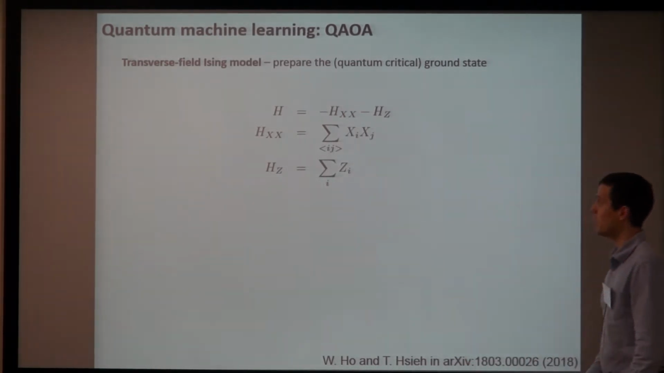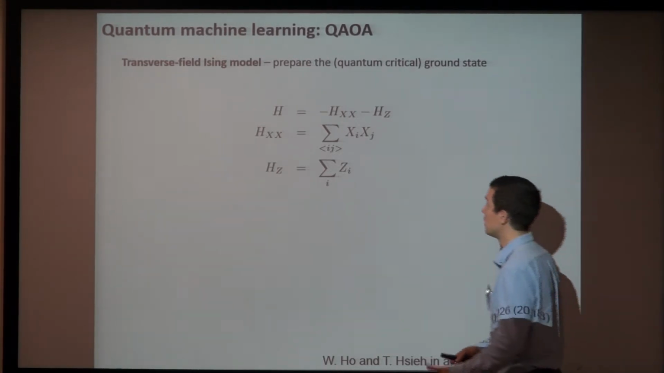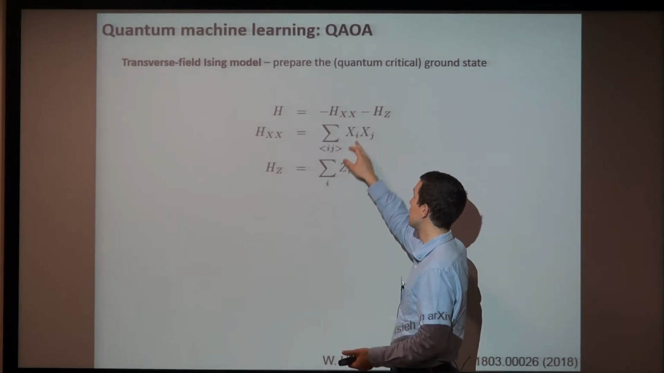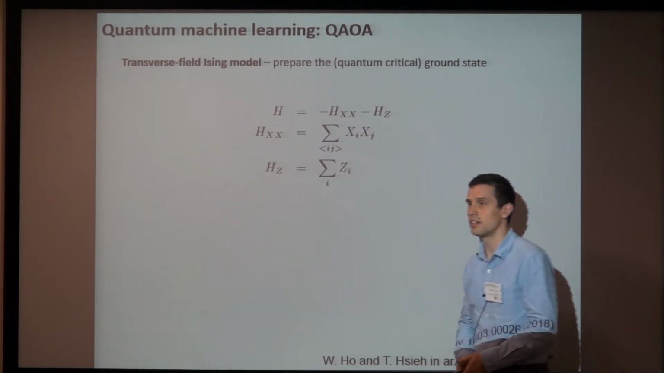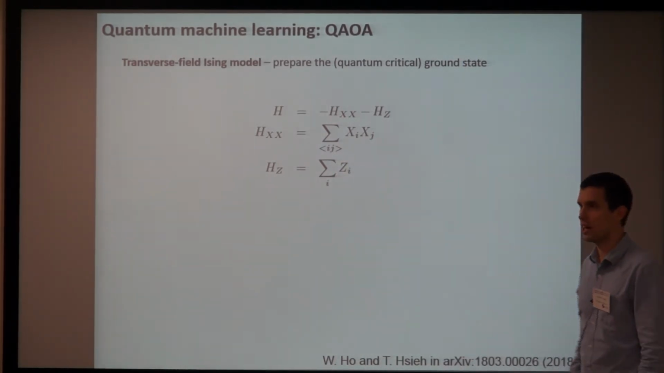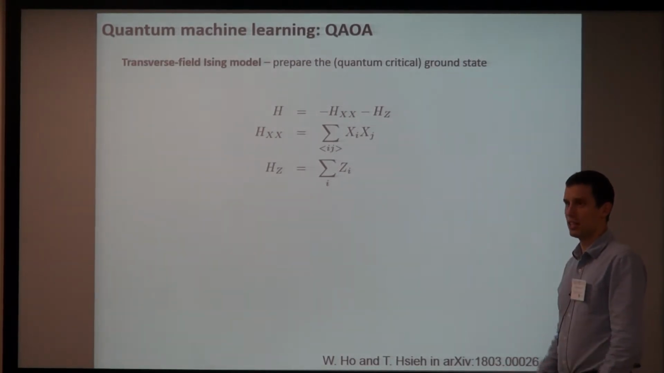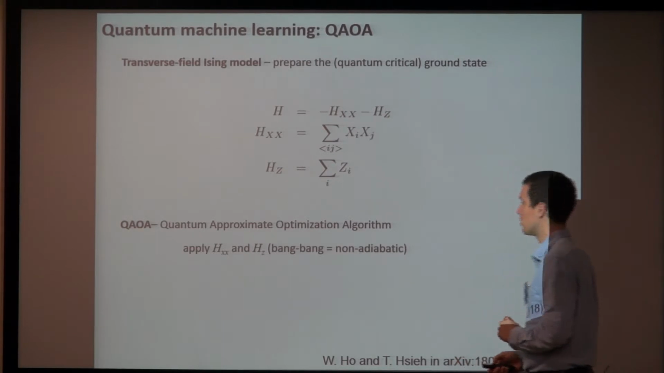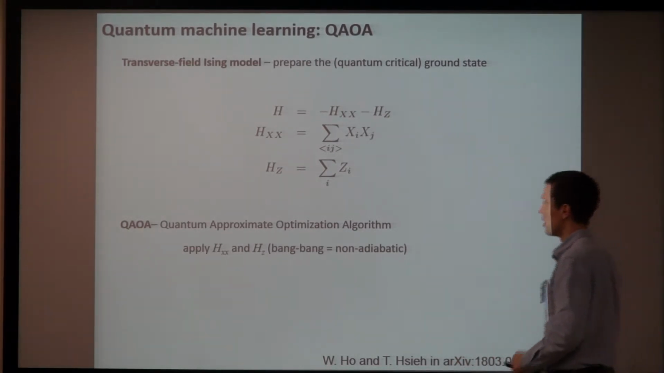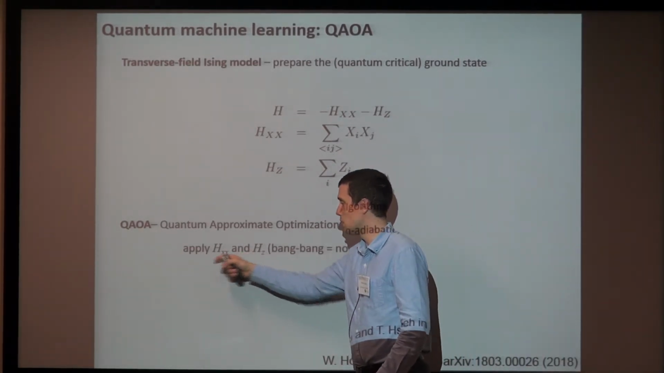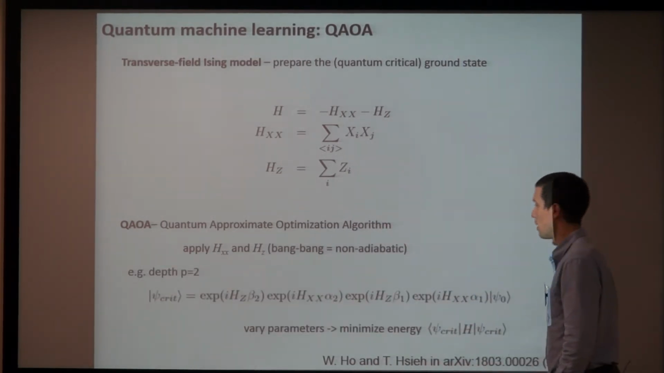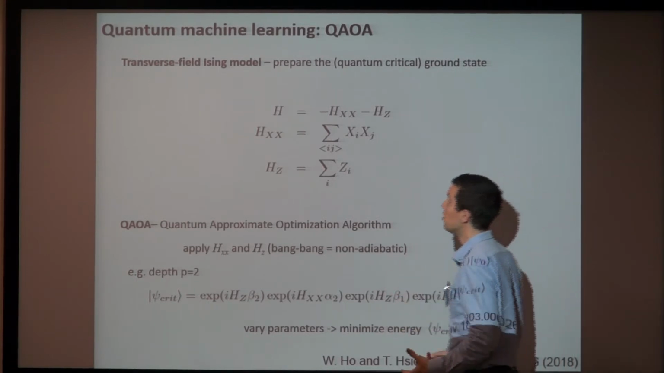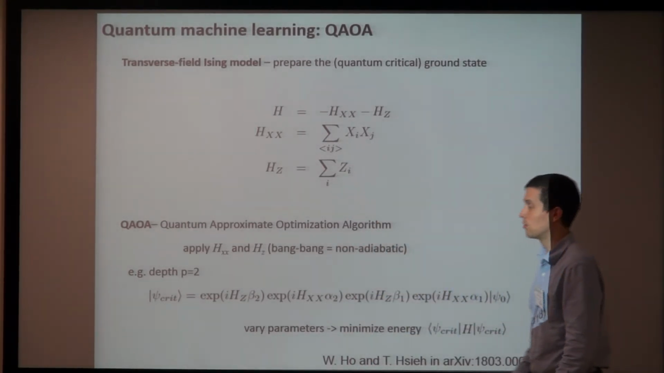One way you could do this is to just prepare the ground state of one sub-Hamiltonian, let's say this one, and then you adiabatically turn on the other, and you stay in the ground state, which of course gets harder and harder if you have smaller energy gaps or larger systems. So the idea here is you don't do this adiabatically at all. You do a sort of bang-bang approach. You just apply these two Hamiltonians alternatingly, with different parameters, and then you're trying to find the minimum energy to get to that ground state.